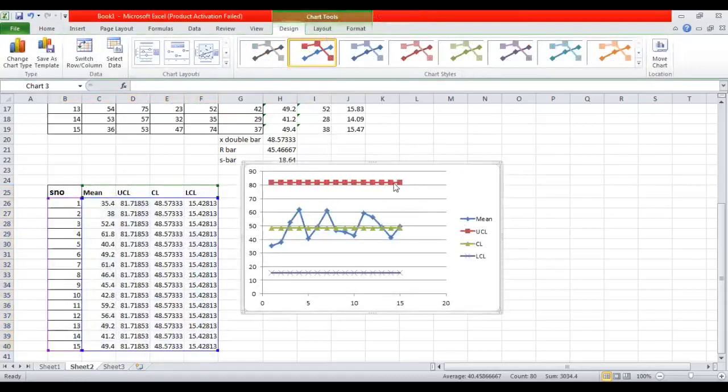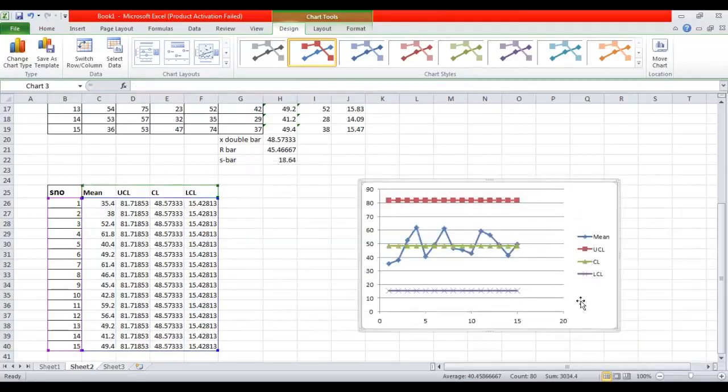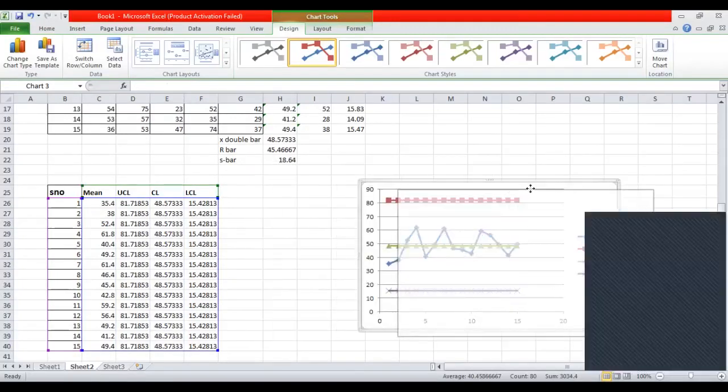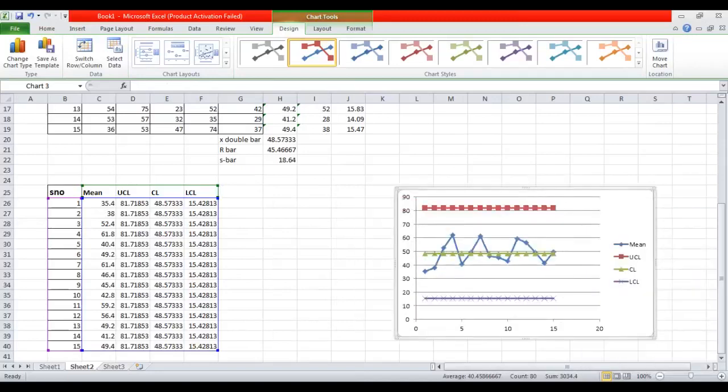Now if you observe, this maroon color line is your UCL line. This green color line is your CL line, and this dark color line is the LCL line. The blue color line indicates the mean values. Now observe whether this blue line is lying in between the UCL and LCL. Yes, it is within the UCL and LCL. Therefore, the process is under control. Similarly, we can do this for the range chart and standard deviation chart also.